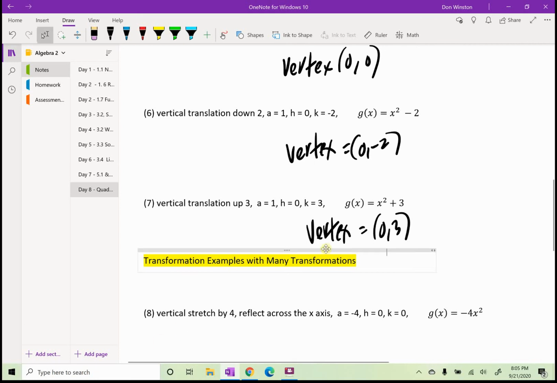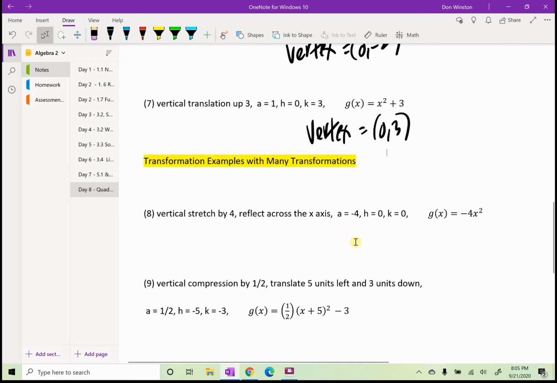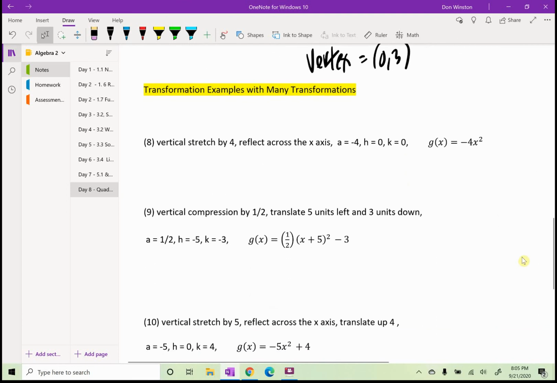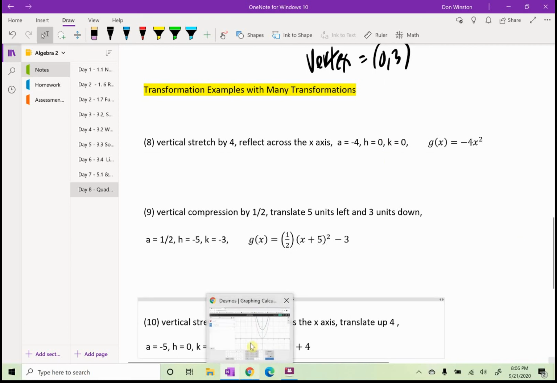All right, now we can combine many transformations. Let's do a couple here, which is the type of things you do on a quiz or test. So number 8, we're going to vertically stretch by a factor of 4 and reflect across the x-axis. So we'll change a and make it negative, so a will equal negative 4. We're doing two things to a, making it negative and stretching it by a factor of 4. The vertex is still going to be the same, so negative 4x squared.